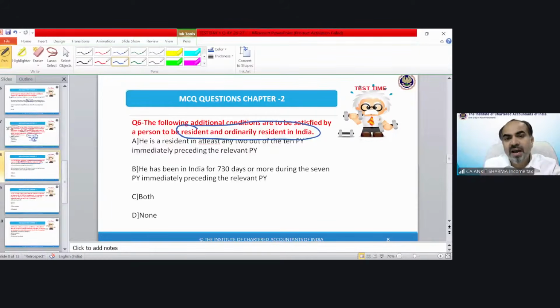He is in India for at least any 2 out of 10 previous years immediately preceding the relevant previous year, and he has been in India for 730 days or more. So if he satisfies both conditions, he will become a resident and ordinary resident, like in the case of HUF Karta. If they satisfy both of these conditions, they will become resident and ordinary resident.